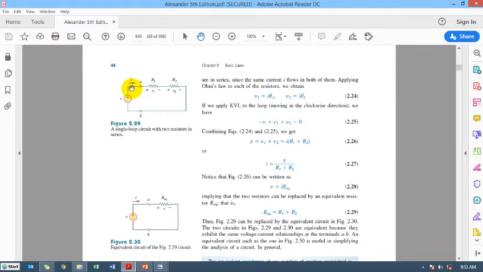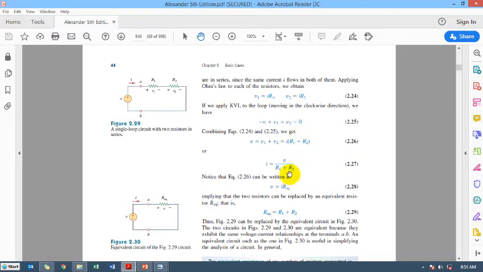So we are assuming that current I is passing through R1 and R2. By Ohm's law, the voltage drop across R1 is going to be V1, and by Ohm's law, the voltage drop across R2 is going to be V2. If we apply KVL around this loop, V is equal to V1 plus V2. That's it. But we have already seen that V1 is equal to I R1 and V2 is equal to I R2. That's how we reach this, and I becomes V divided by R1 plus R2.